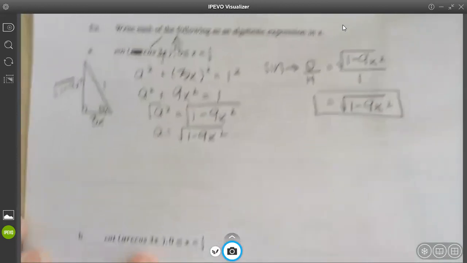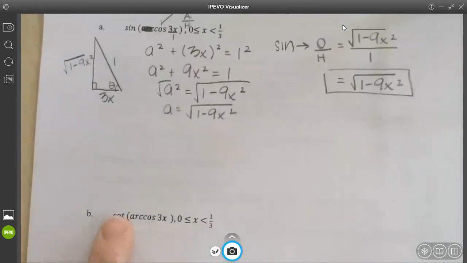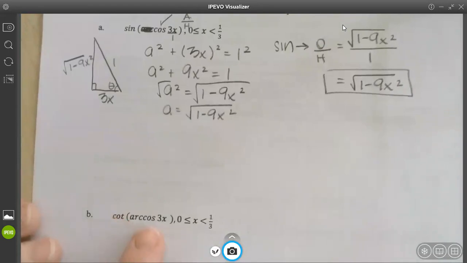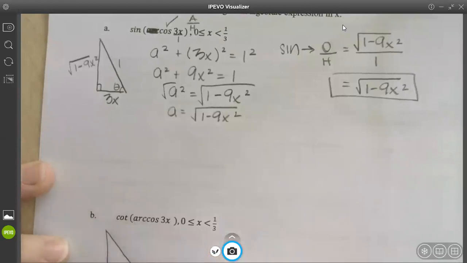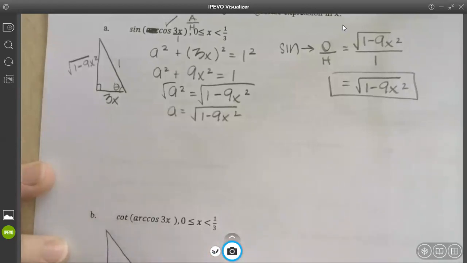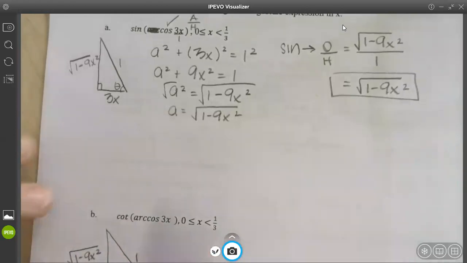Notice this one is exactly the same, except for we have cotan. We'll talk about that in a minute. But we have cosine 3x. I'm not going to do the work again because I already did it, but I am just going to redraw it for you. So we have the square root of 1 minus 9x squared, a 1 and a 3x, because it is exactly the same and we've taken care of that.